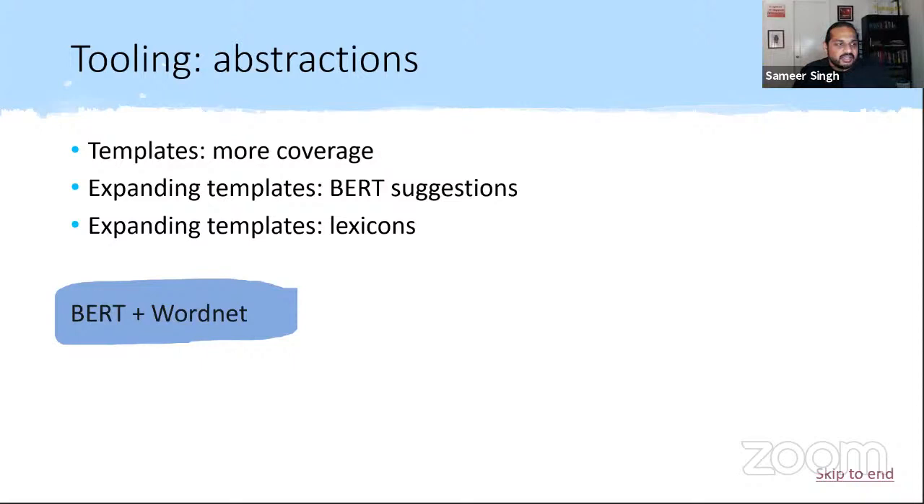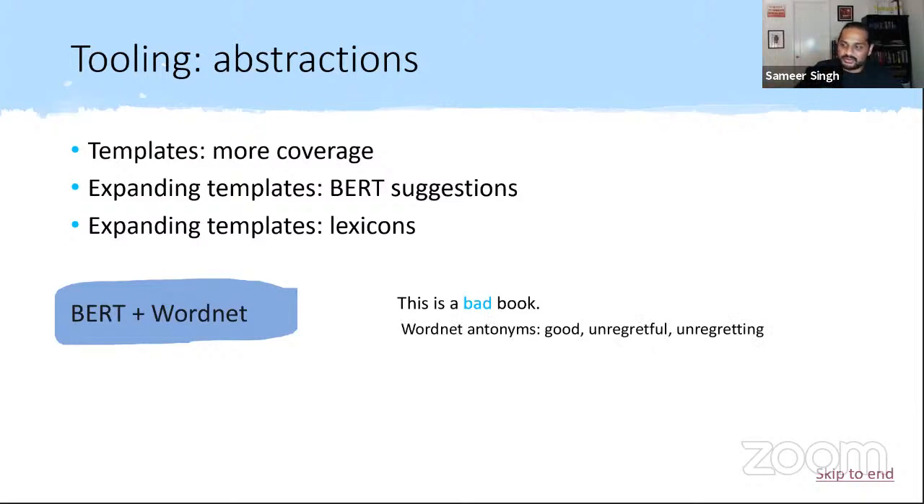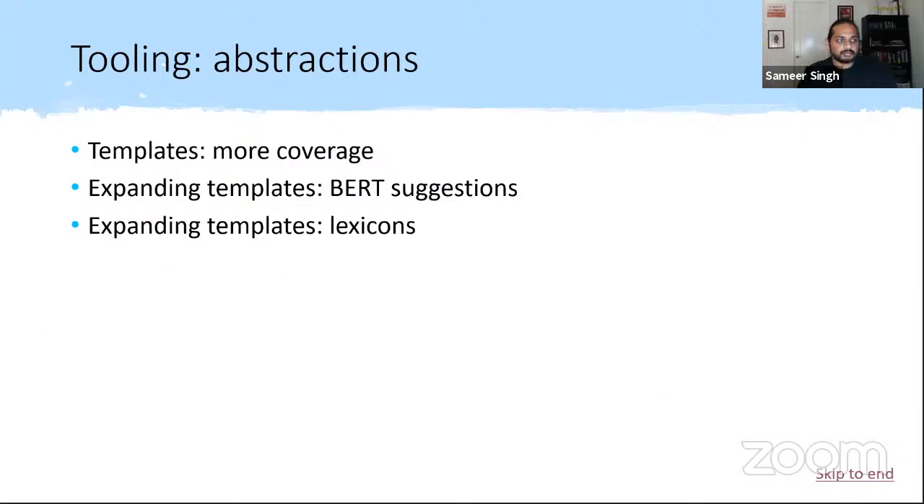We also have this idea of extending lexicons by using BERT and WordNet together. So for example, you can start with something like, this is a bad book, look at WordNet to get all the antonyms. So we can do that for you. We can get any word, we can get the antonyms. And then we can use BERT to see which of these would be reasonable fill-ins for the context and tell you that, okay, in this case, only good is the reasonable fill-in. And so you can use that as well.